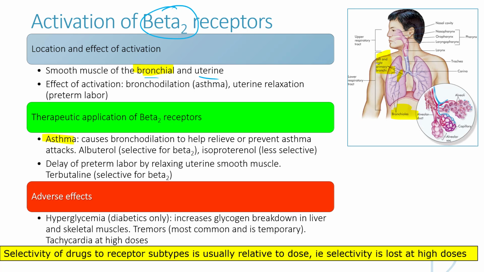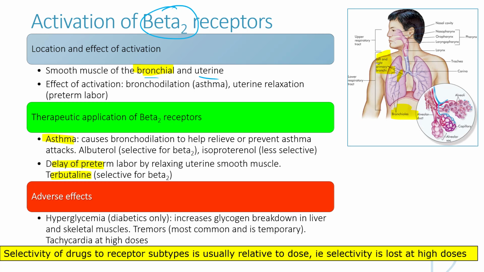And again, because it causes smooth muscle relaxation of the uterus, it's used to delay preterm labor. All right, so that's a drug that's selective for beta 2 receptors that's used to delay preterm labor.